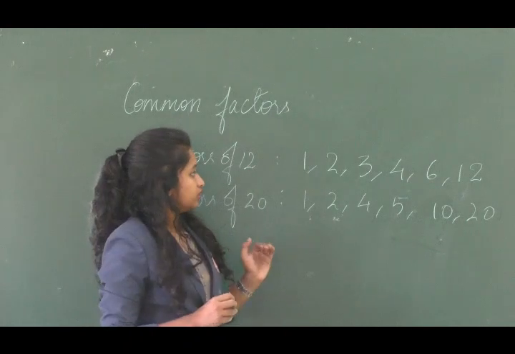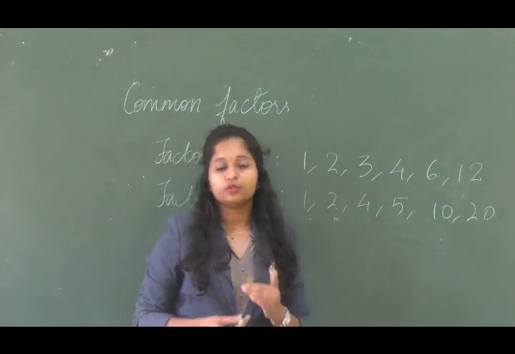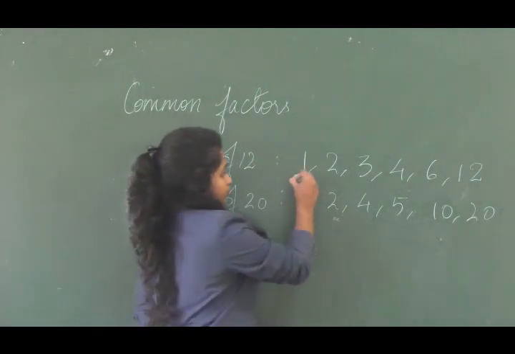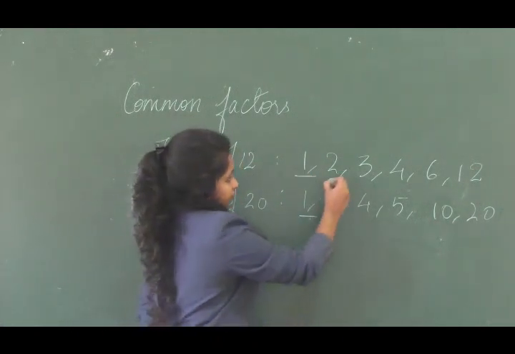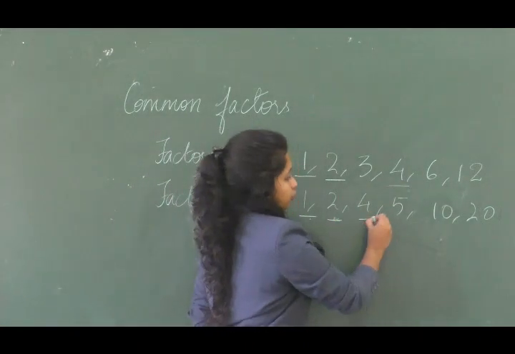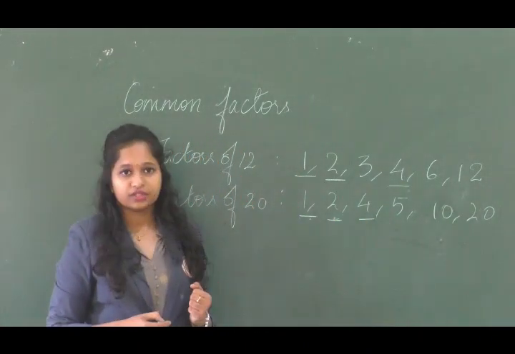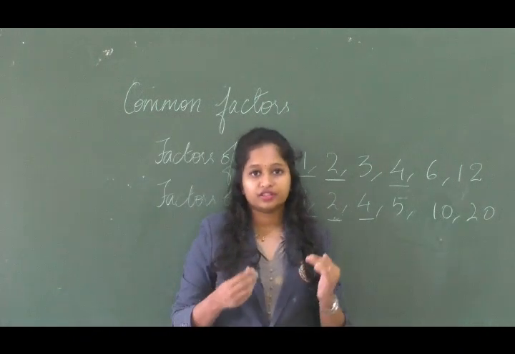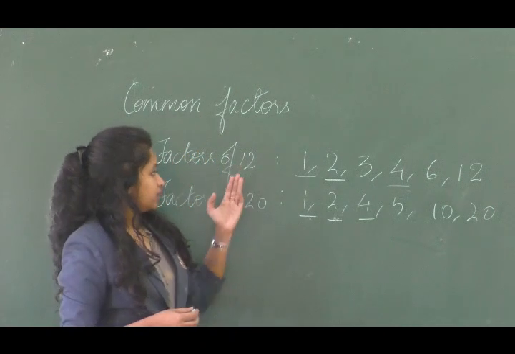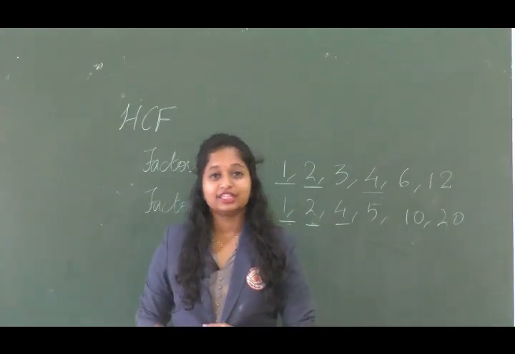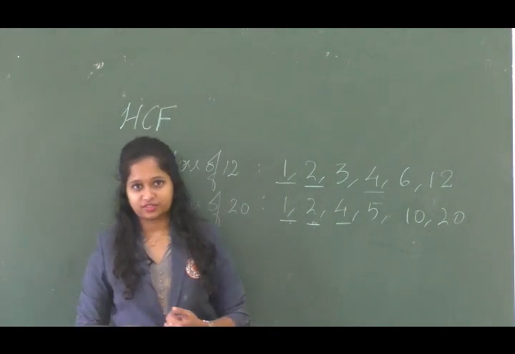Okay? Now, what are the common factors of 12 and 20? 1 is common, 2 is common, 4 is common. That's all. So 1, 2 and 4 are the common factors of 12 and 20. Okay? So children, we learned about common factor.